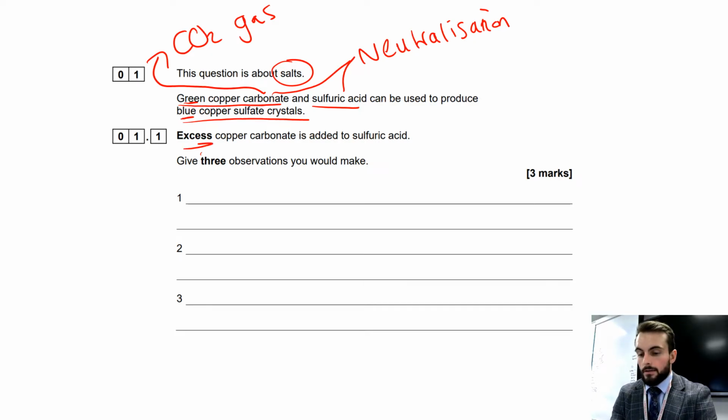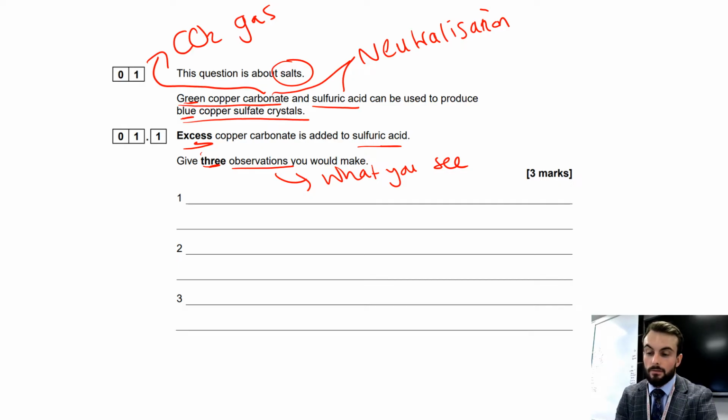It says excess copper carbonate is added, which means we're adding extra copper carbonate to make sure all of the sulfuric acid is reacted, and we're giving 3 observations of what you would make. All observation means is you just say what you see. So there are quite a few points that you could put for this, but you're just saying what you would see before the reaction, during, after. There's quite a few things you could say.